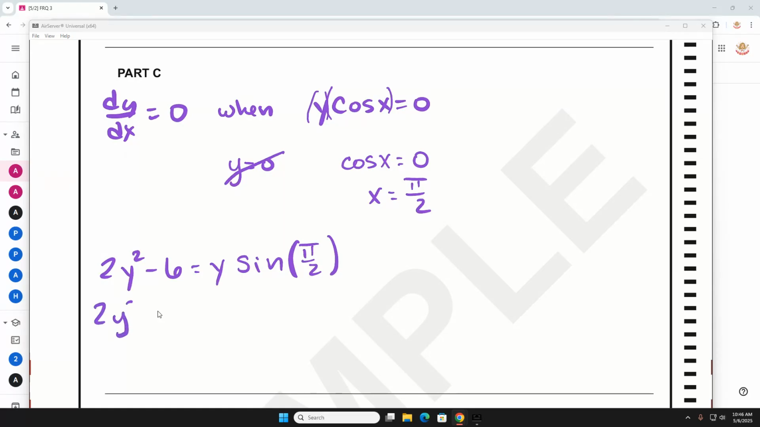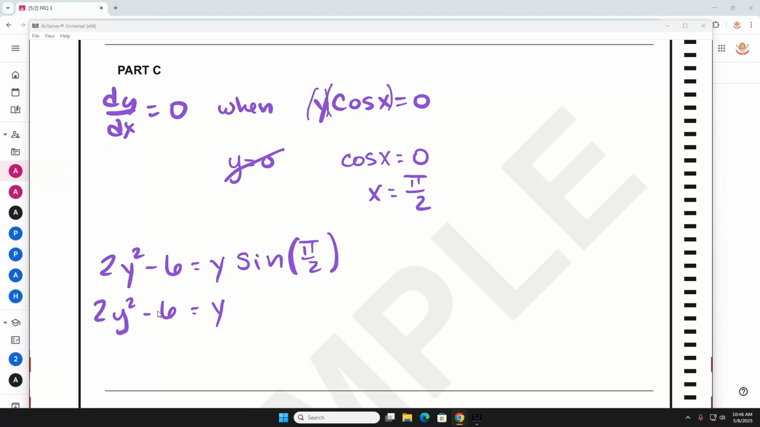All right, what is the sine of pi over 2? 1? So that's going to be 1y, or just y. And then we're going to get everything on one side, and we're not going to freak out because there is a 2 in front of the y squared. So we can do this.